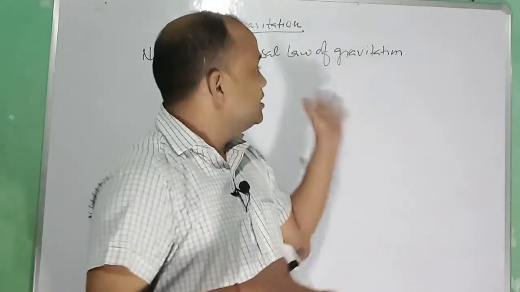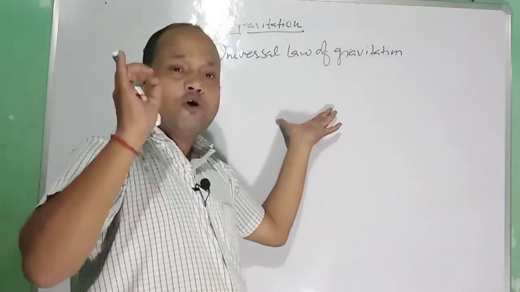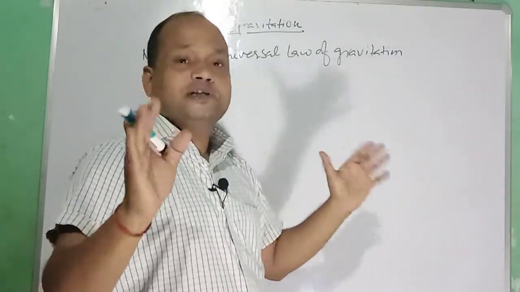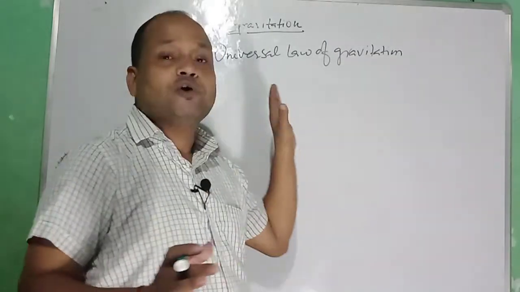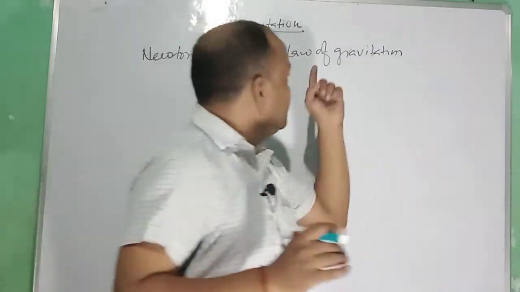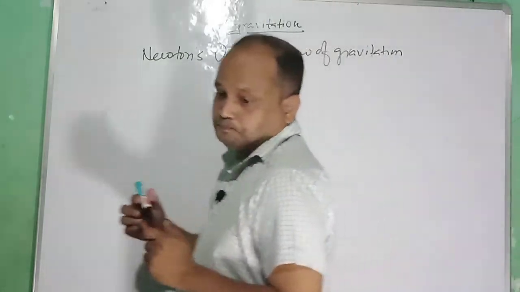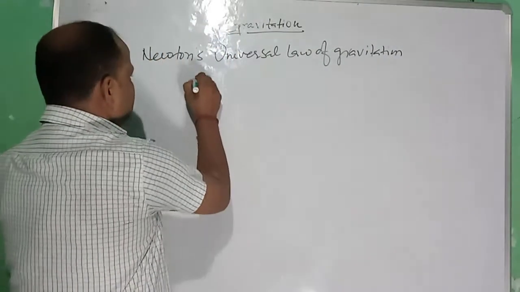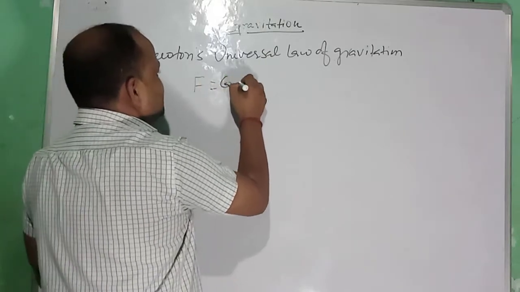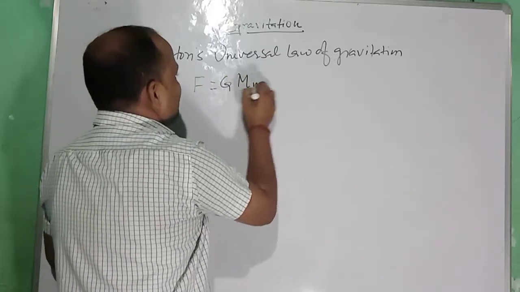That is why this law exists in all the objects of this universe. Thus it is called universal law of gravitation. Now, F is equal to G capital M small m by d square.